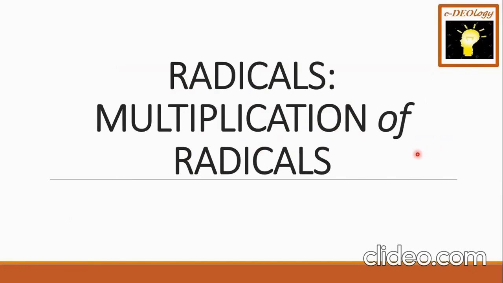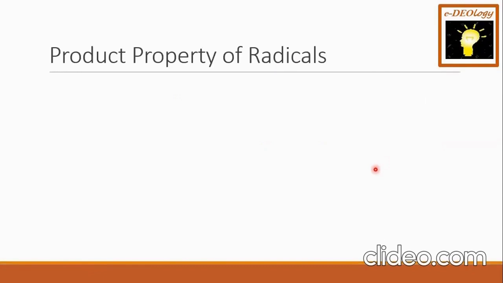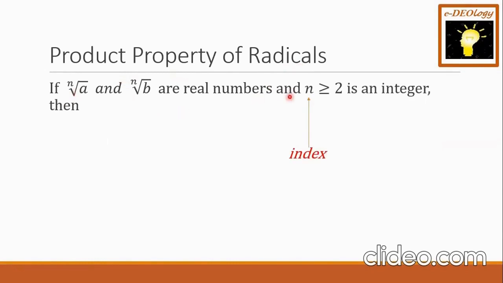Hi everyone. Today we're going to study multiplication of radicals. First, let us have the product property of radicals. Suppose there are two radicals here, the nth root of A and the nth root of B. Take note that the index are the same. And n, and that is the index, is greater than or equal to 2. And the index is also an integer.